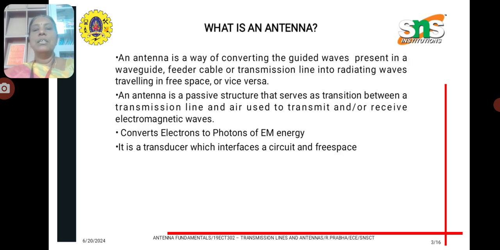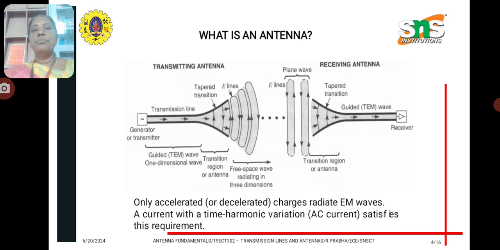a way of converting the guided waves present in a waveguide, feeder cable or a transmission line into radiating waves traveling in free space or vice versa. It is a passive structure that serves as a transition between a transmission line and air, used to transmit and/or receive electromagnetic waves. An antenna converts electrons to photons of EM energy and vice versa. It is a transducer which interfaces a circuit and free space.